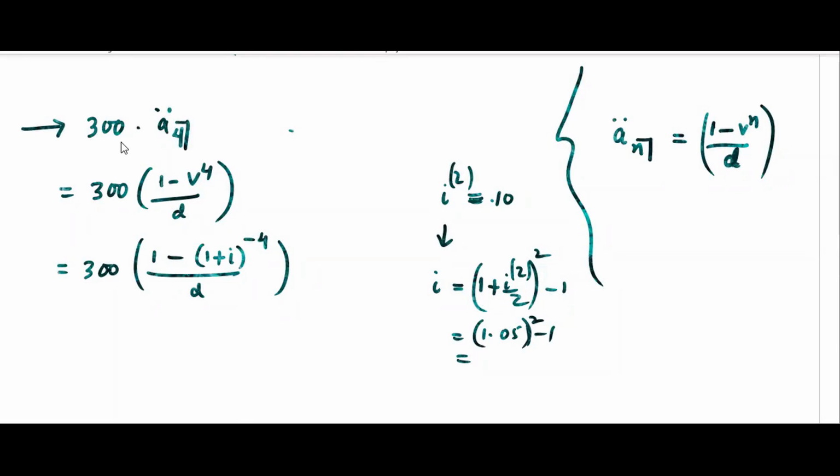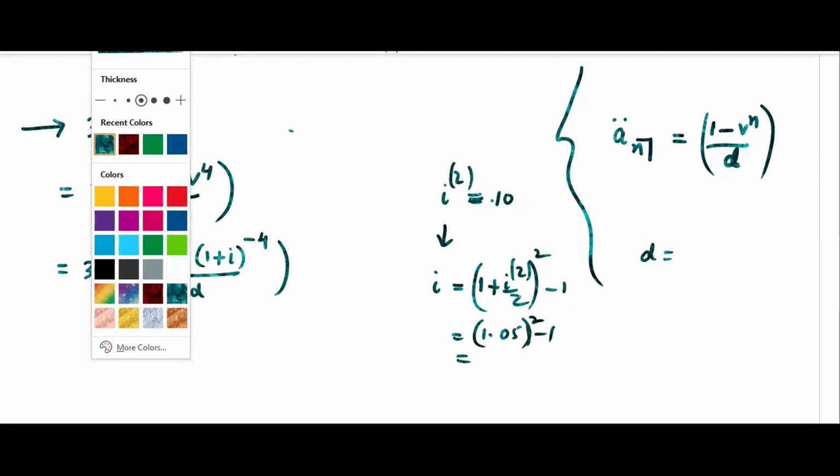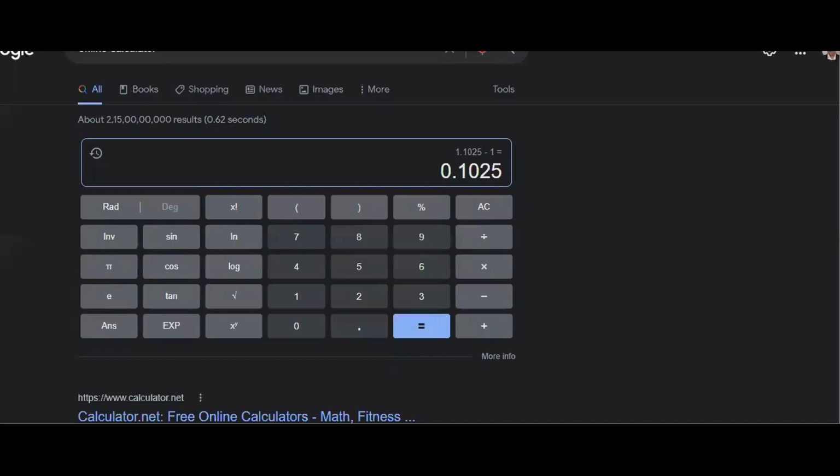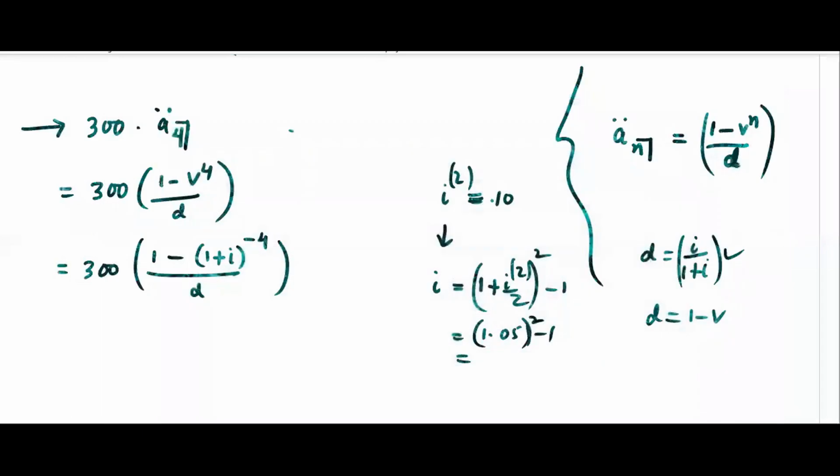Now we have to find D also from I. So D is 1 upon 1 plus I. Sorry, D is I upon 1 plus I. Or D we can find from V, 1 minus V, whatever. So even we don't need to find I, but I will be used here anyway. So now I is 1.05, 0.1025.